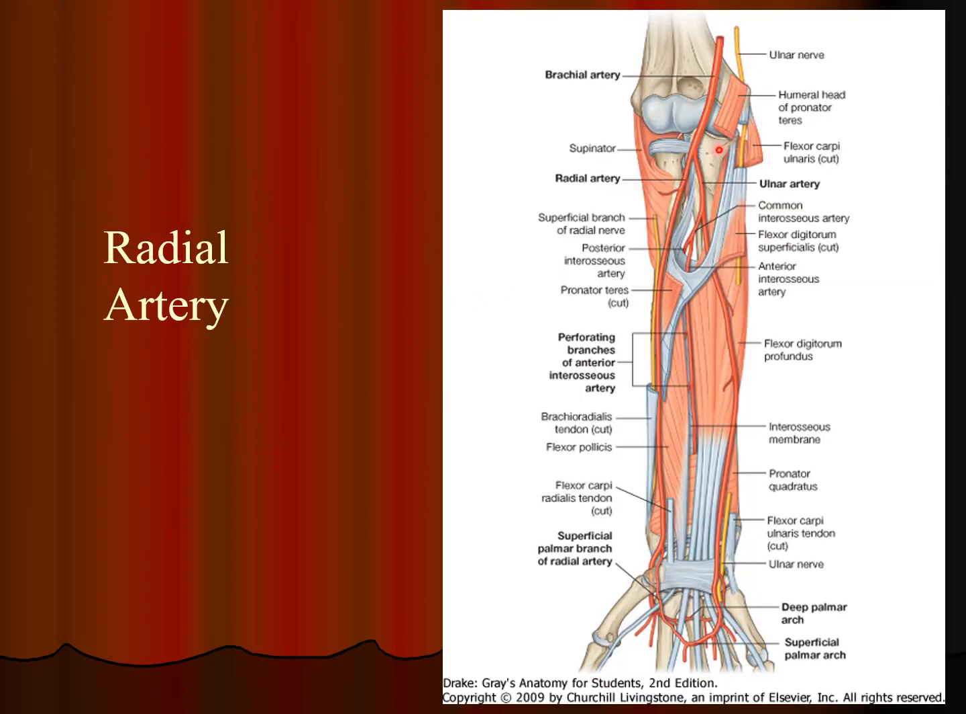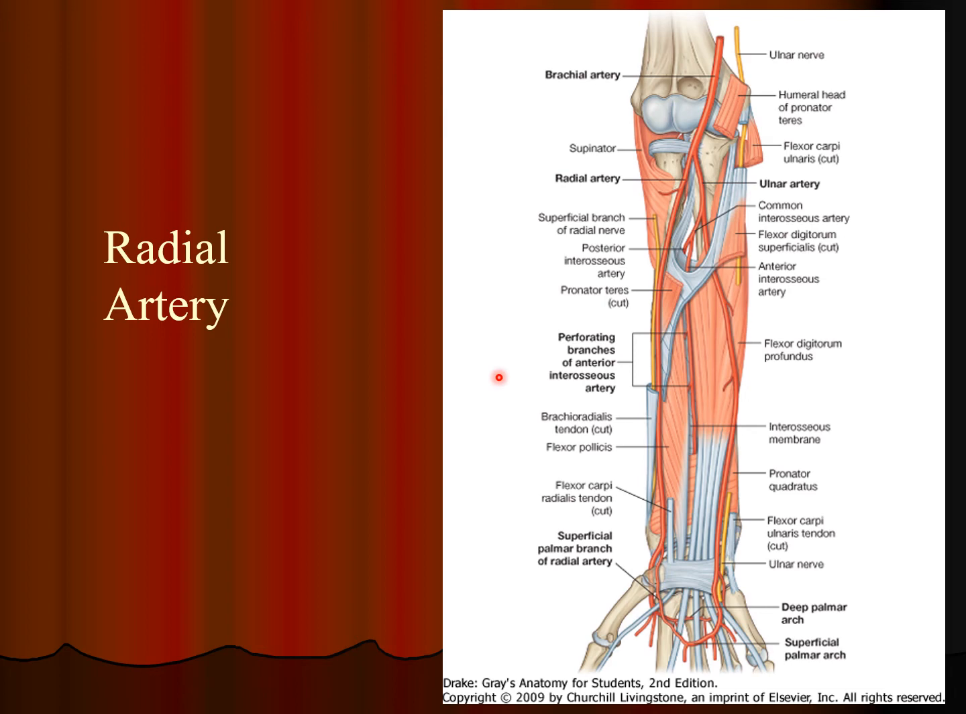So here we can see the radial artery after taking origin at the cubital fossa, it passes anterior to brachioradialis and then passes on the anterior deep muscles, and when it reaches over here, it is just opposite to the radial bone, and then it goes backward and deep and connects with the deep branch of the ulnar artery and makes an arch-like structure. This is known as the deep palmar arch.